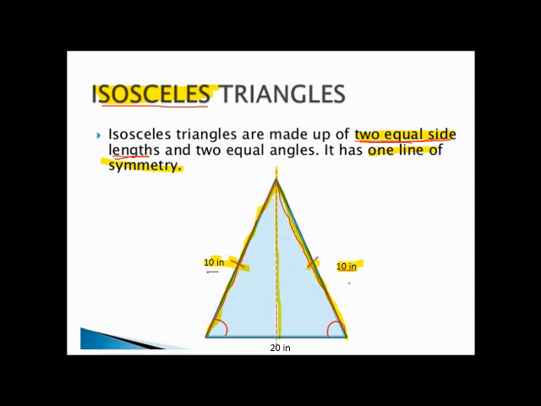So if I look at the triangle, it has 10 inches, 10 inches, and 20 inches. The third side is not equal to the two other sides. So if I have two equal sides in any triangle, I name it an isosceles triangle.